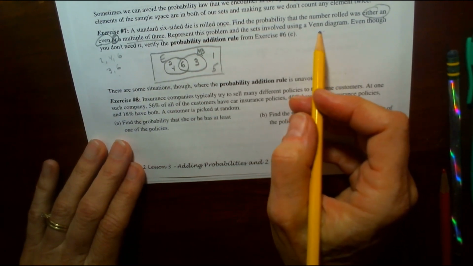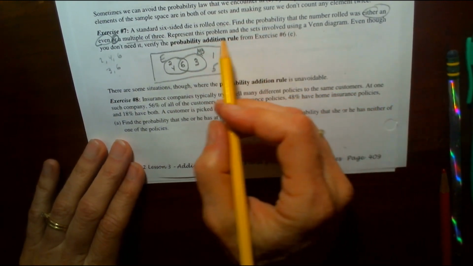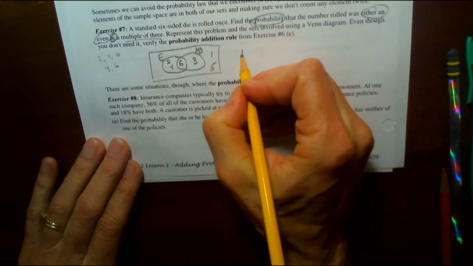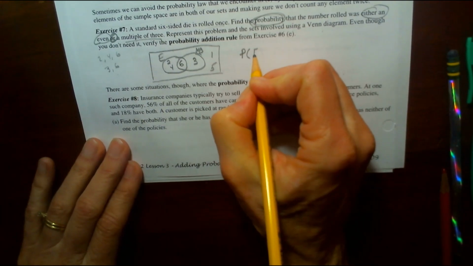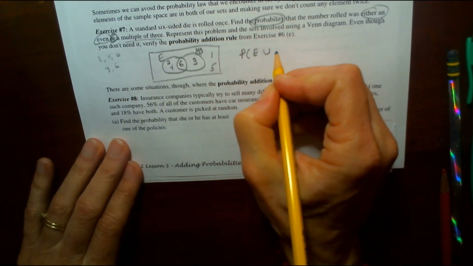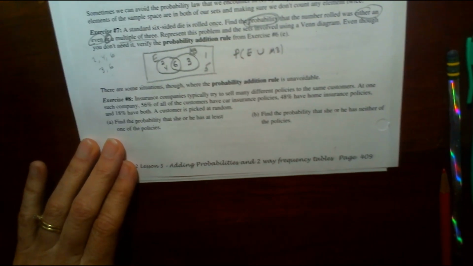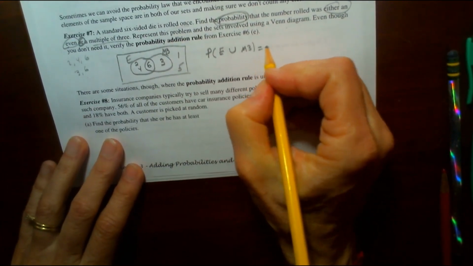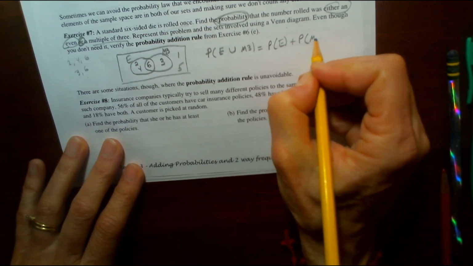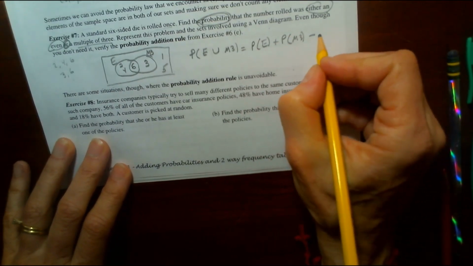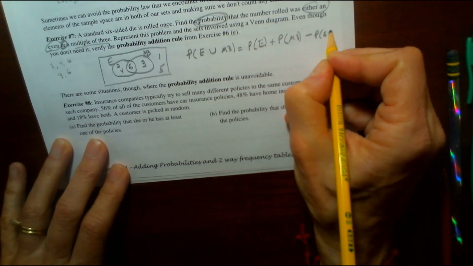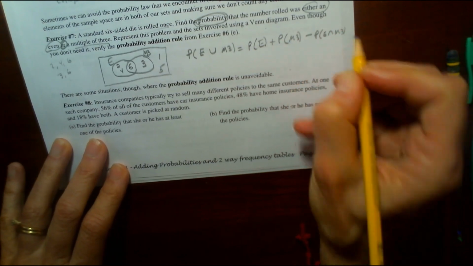And what we're going to do is figure out the probability that it's either an even number or a multiple of 3. But what is that probability formula? It is the probability that it's an even number plus the probability that it's a multiple of 3, and subtract out the probability that it is an even number and a multiple of 3.